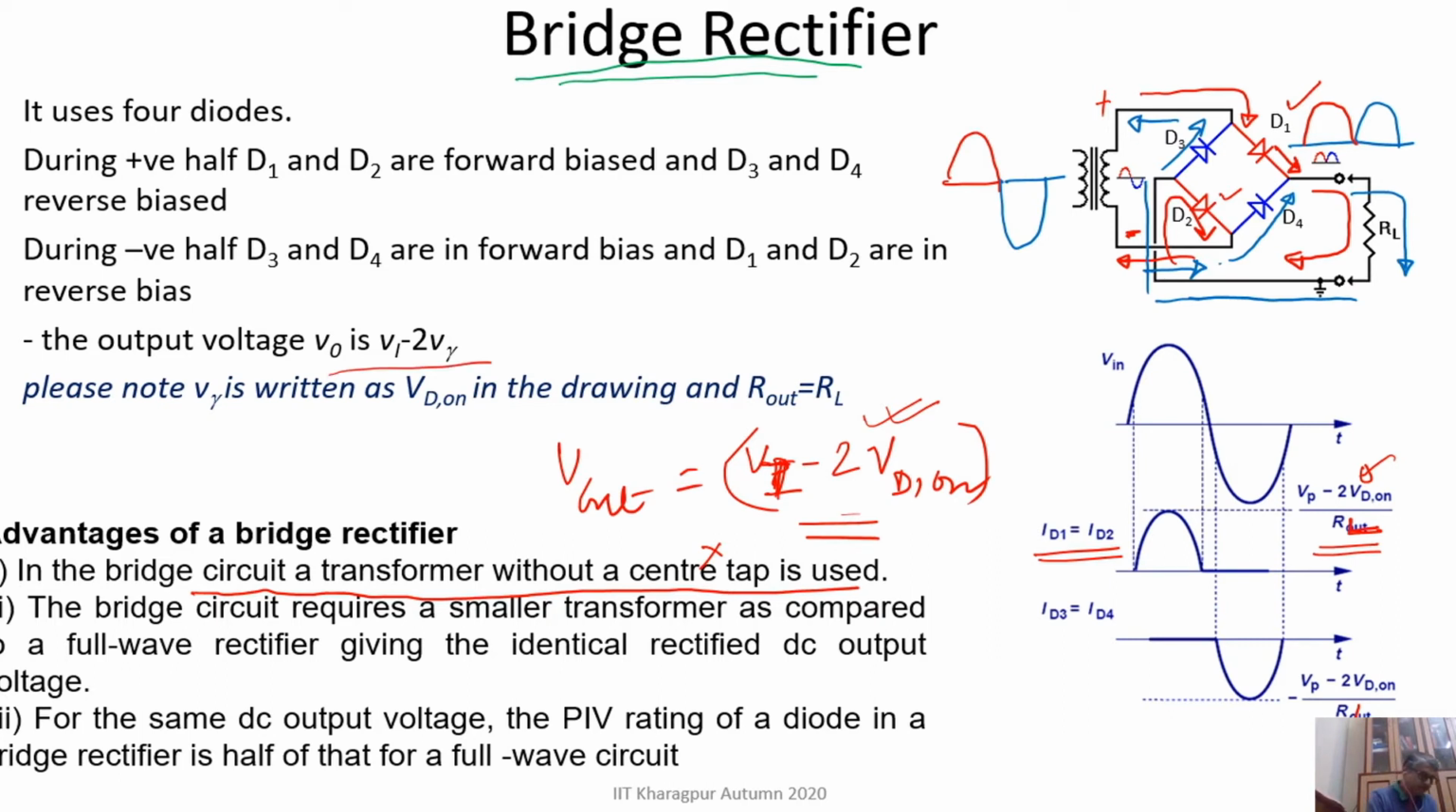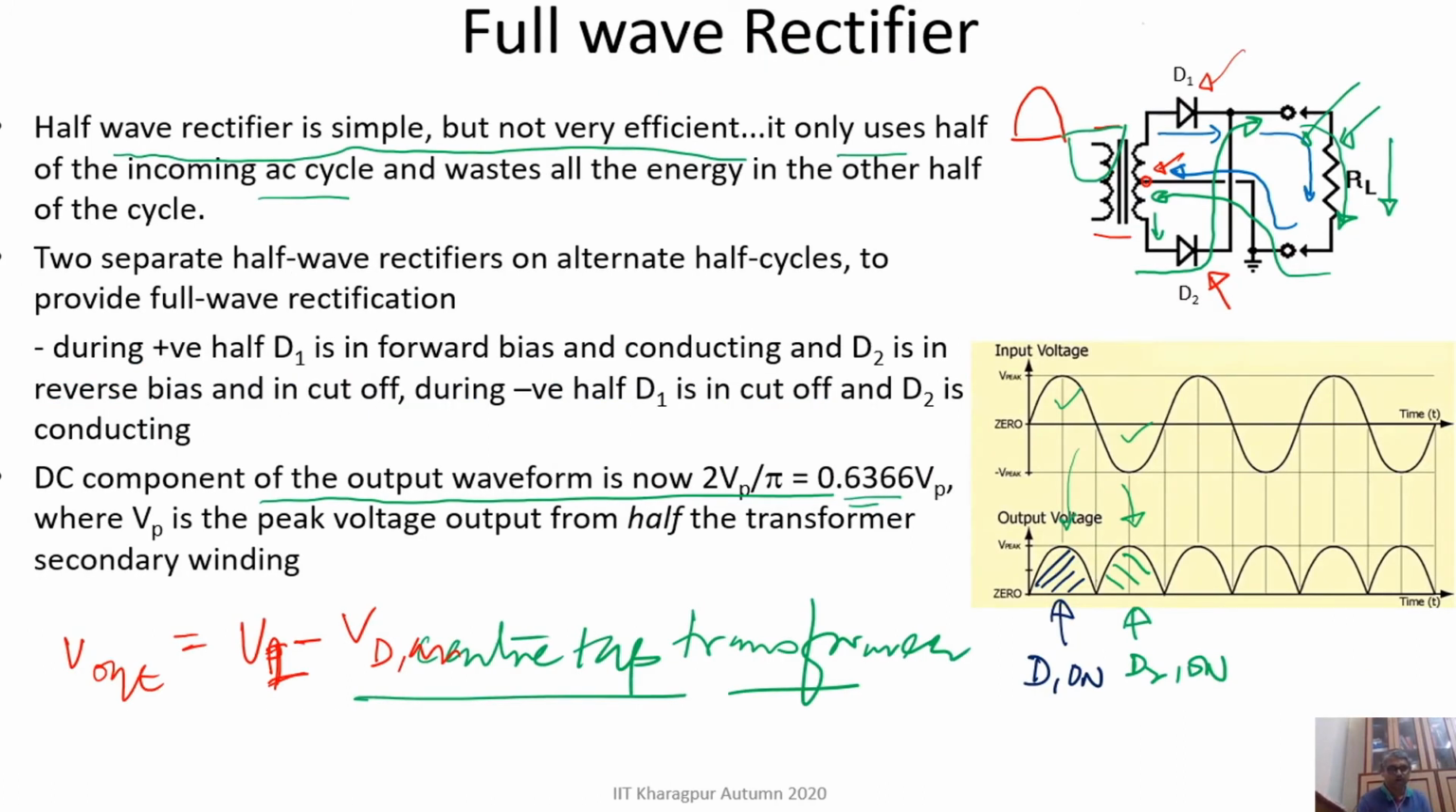Now another point is, if you look carefully, in this case, in the reverse bias case, the voltage drop will be across the two diodes. So the PIV, peak inverse voltage of the diode, will be half in the case of the bridge rectifier. In the full wave rectifier, the entire reverse bias voltage will be across one diode.